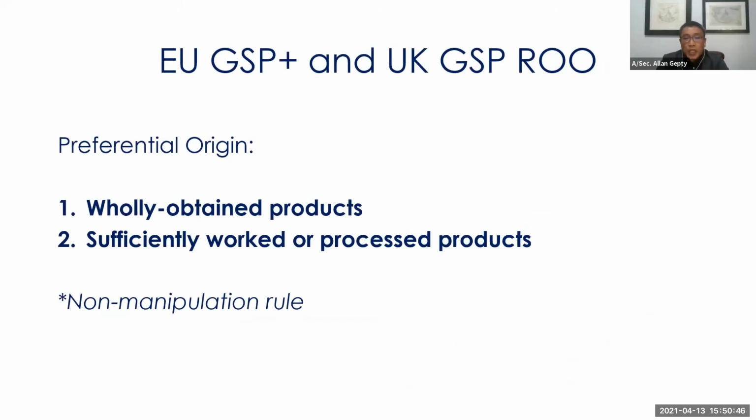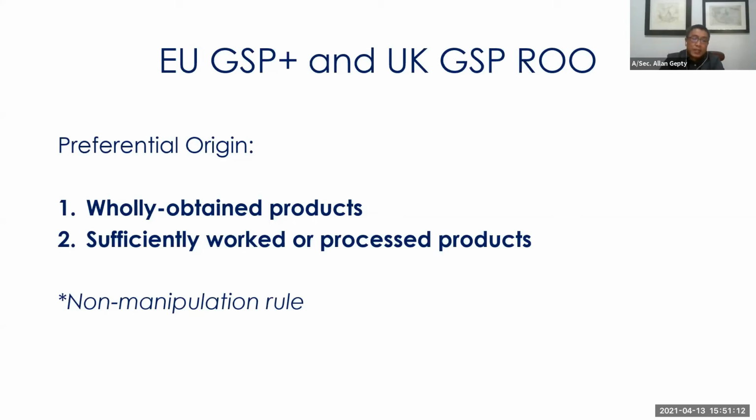Now, let's talk about EU GSP Plus and the UK GSP rules of origin. Under these two platforms that I have mentioned, for our stakeholders or exporters, to be more specific, to enjoy preferential origin, the product must be either wholly obtained or the same has undergone sufficient working or processing.